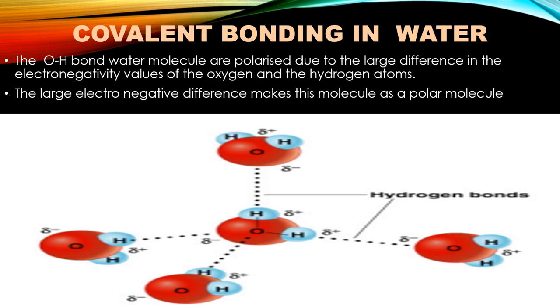The large electronegativity difference makes this molecule a polar molecule. Polar is nothing but due to the electronegativity difference. That is represented between these water molecules. See O-H, H, that is H2O. Here in H2O, one pole is acting as positive and the other pole is acting as negative. This negative pole again combines with the positive pole of another hydrogen atom. So that's how the water molecule is formed in the covalent bond formation.